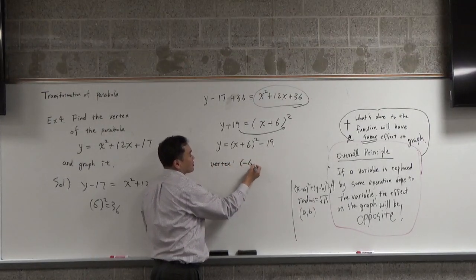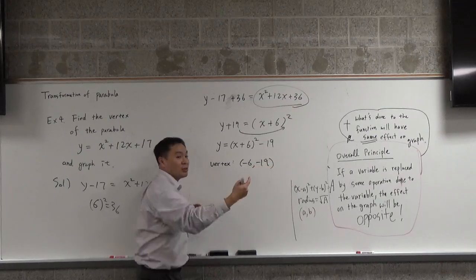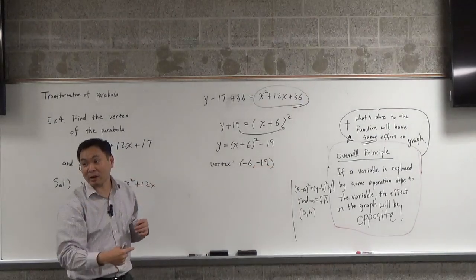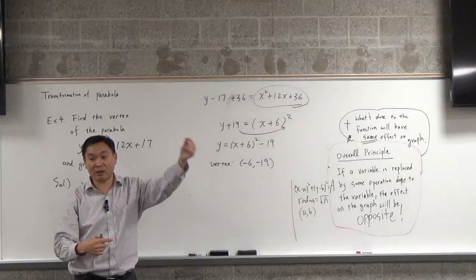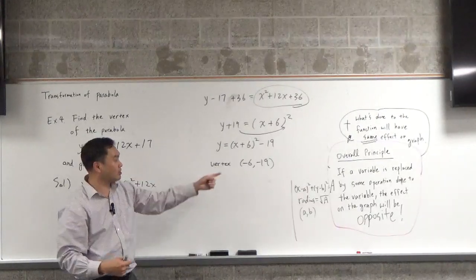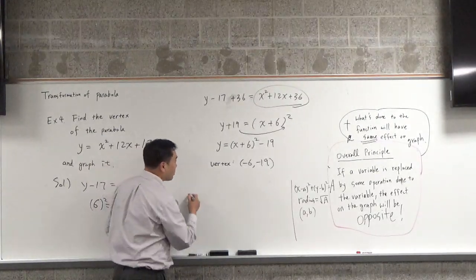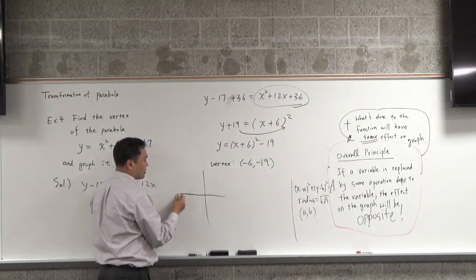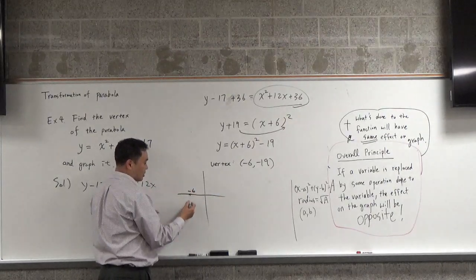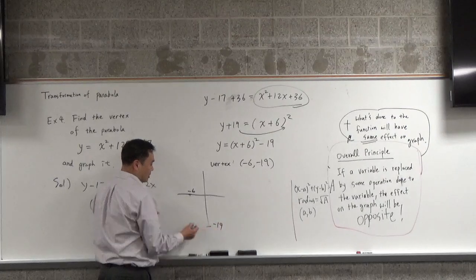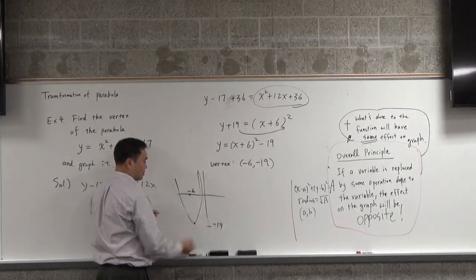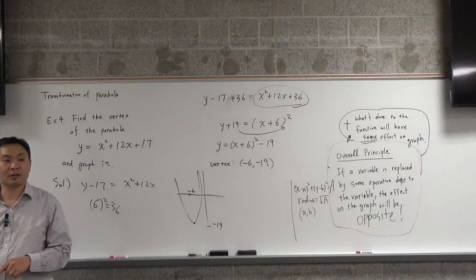It'll be (-6, -19), because you went left by 6 and it went down by 19. So the origin went left by 6 and down by 19. That's the new vertex. And therefore, the graph is going to be, here's -6, and then here's -19. That's the new vertex, and it'll be like that. That's the answer.